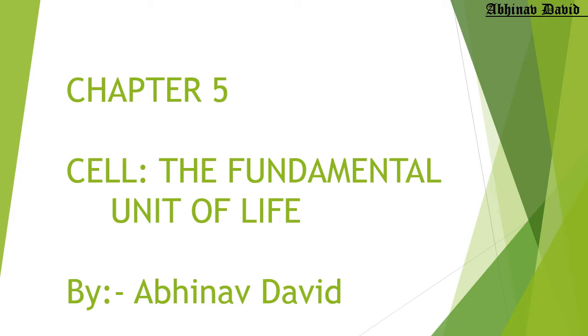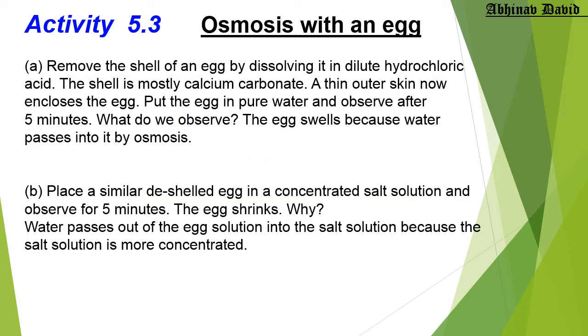In the previous classes, we have already discussed osmosis and diffusion, endocytosis, and hypotonic, isotonic, and hypertonic solutions. So, today we are going to discuss activity 5.3 and activity 5.4. The aim of activity 5.3 is osmosis with an egg.